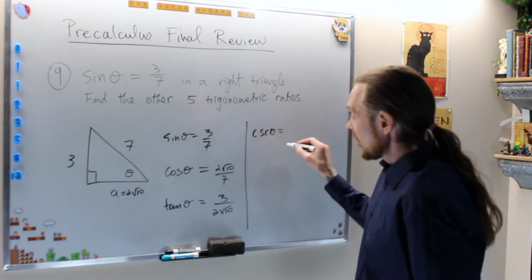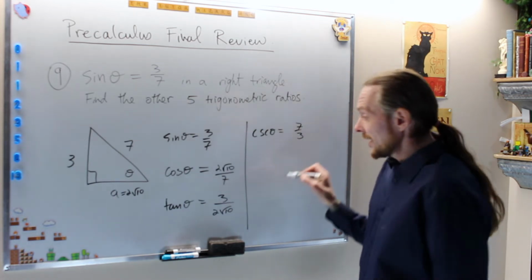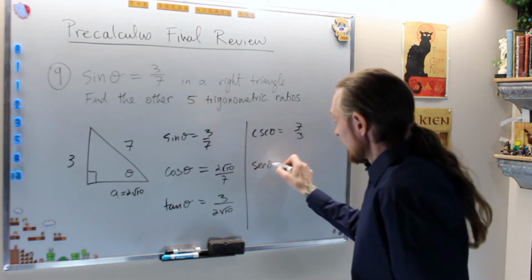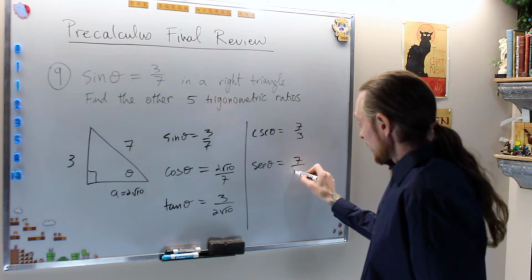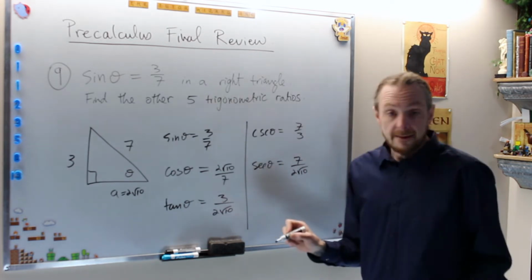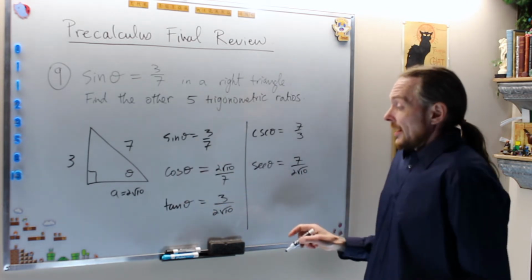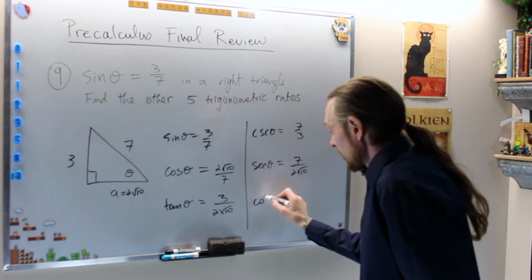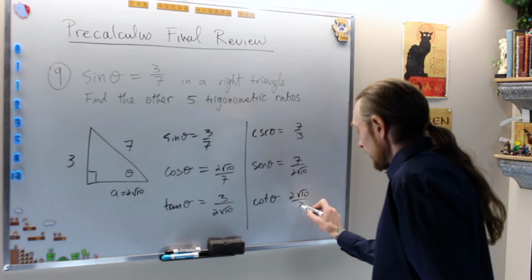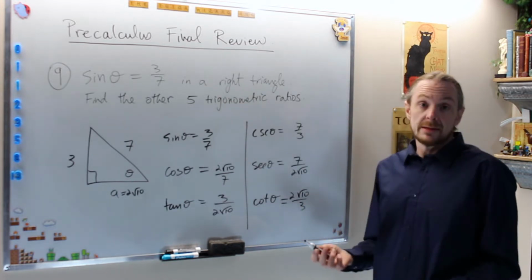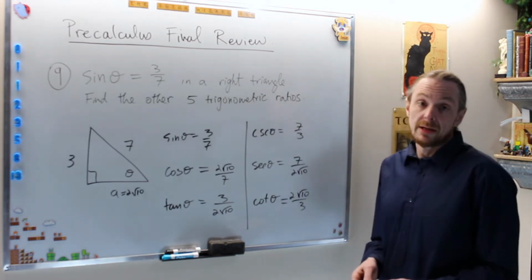This also gives us the reciprocals of these. Cosecant is 1/sin, which will be 7/3. Secant will be 1/cos, which is 7/2√10. And cotangent will be 1/tangent, which will be 2√10/3. These are the 6 trigonometric ratios in a right triangle.